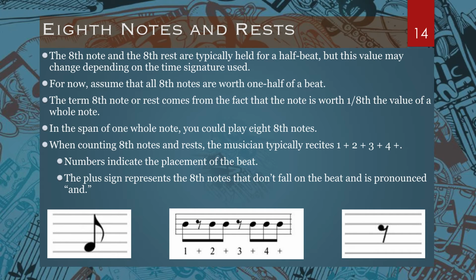The time signature not only tells us how many beats are in a measure, but it tells us how long to hold each beat for. So in certain time signatures, a quarter note might not be worth one beat, it might be worth 2 beats or even half a beat. But for now, just assume that any 8th note or any 8th note rest that you see is worth half of a beat.